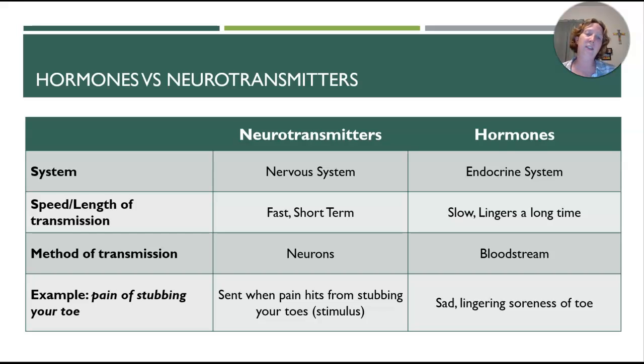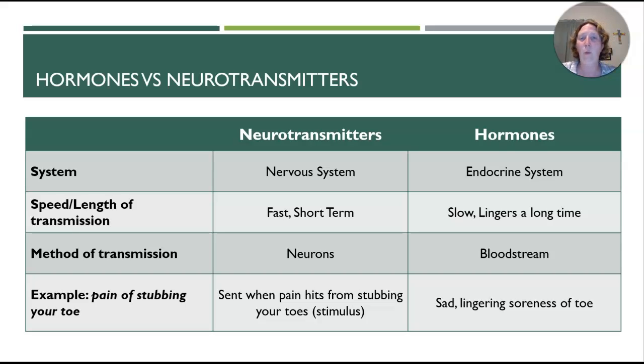Neurotransmitters travel through the nervous system using the neurons, and their messages are always sent fast, but also only last a short term. Hormones are sent through the bloodstream via the endocrine system. And we're not going to learn a lot about that, other than to say that it is in charge of releasing hormones and sending them through our body. But hormones travel very slowly and then they linger a long time.